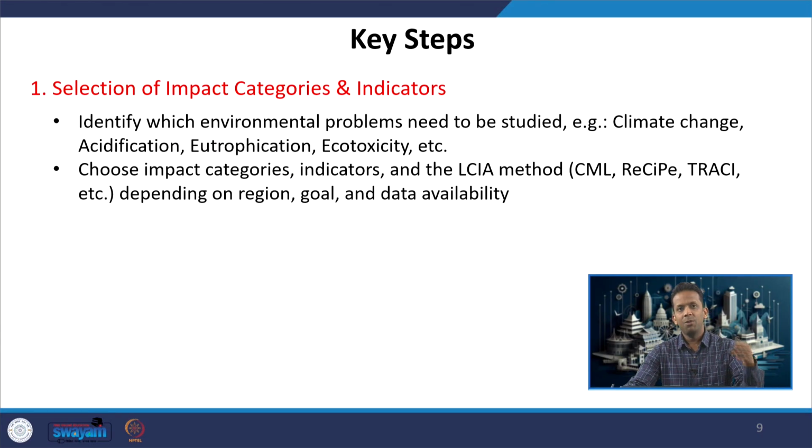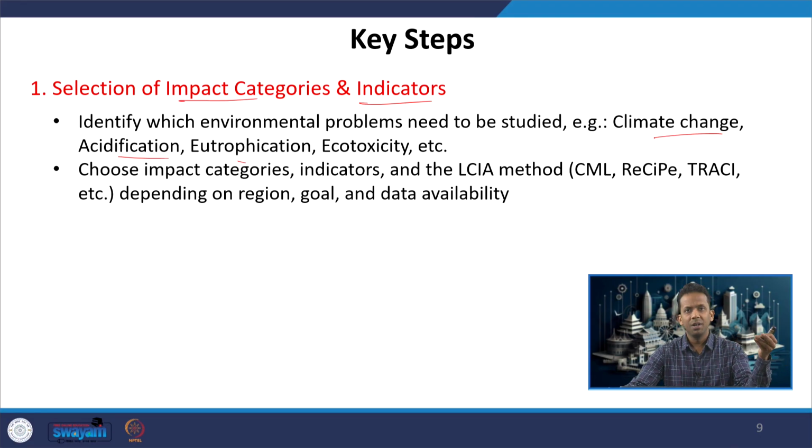So, the key steps involved in life cycle impact assessment, there are 3 steps. First is selection of impact categories and indicators. Impact categories would be selected based on what environmental problems we need to study. If it is a power plant running on fossil fuel, obviously climate change, acidification, and eutrophication would be the areas of prime concern which need to be identified.